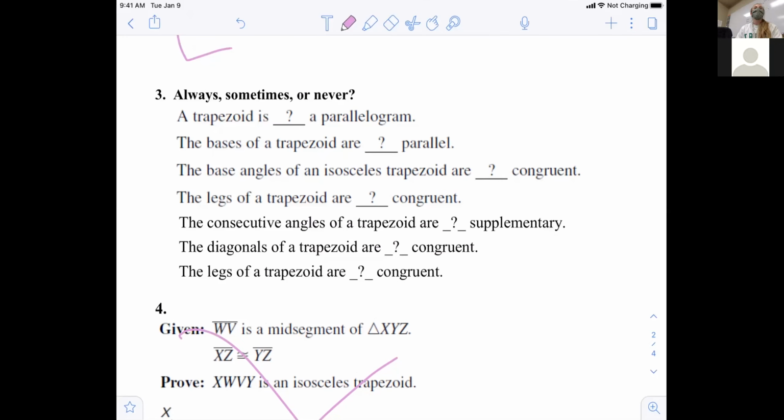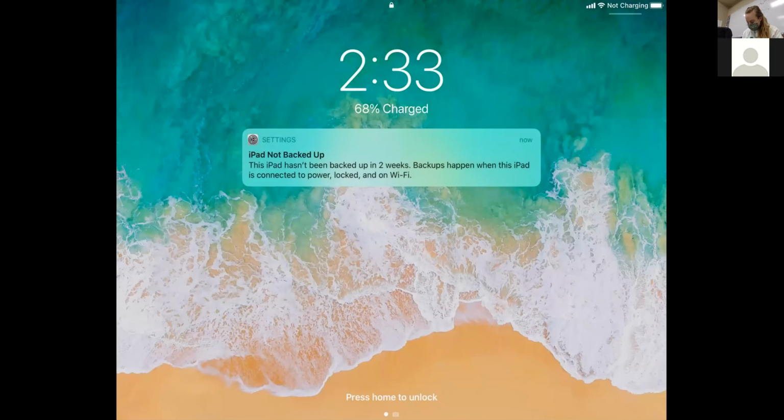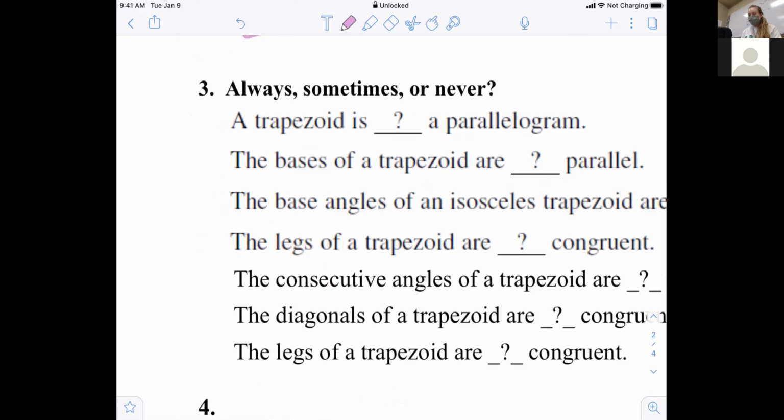All right. Even if you're not done, take a second, finish the one you're on. Let's talk about them together. Cooper, you got number one? Awesome. What do you think? A trapezoid is always a parallelogram. Why is the trapezoid never a parallelogram? Kate.